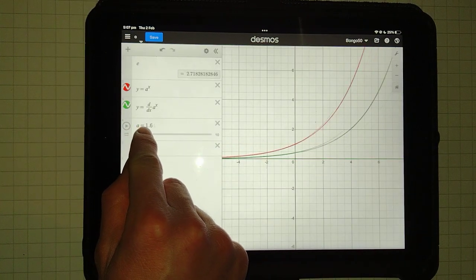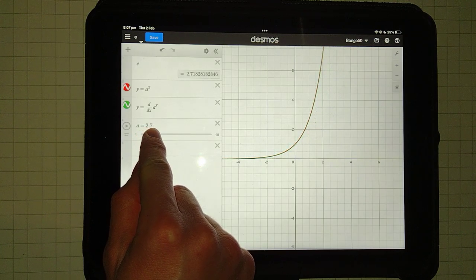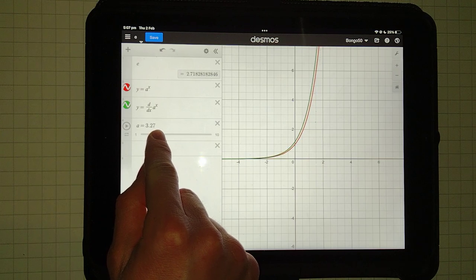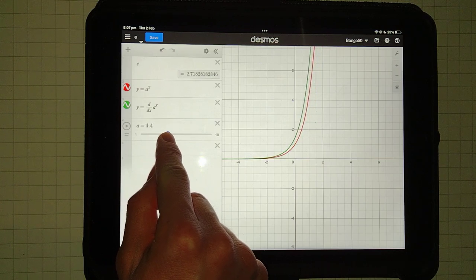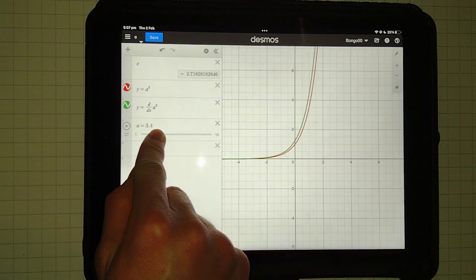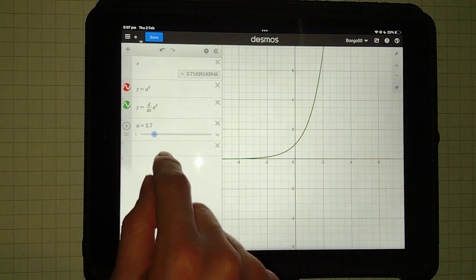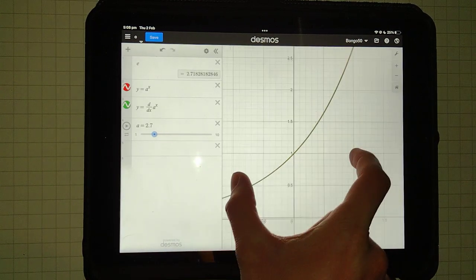Notice that as I increase a, the green derivative moves closer and closer to the exponential function, overtaking it somewhere just before 3 and moving on top of it. Now, if we roughly get them on top of each other, we see that a is about 2.7.